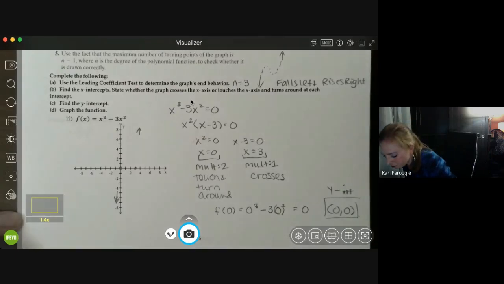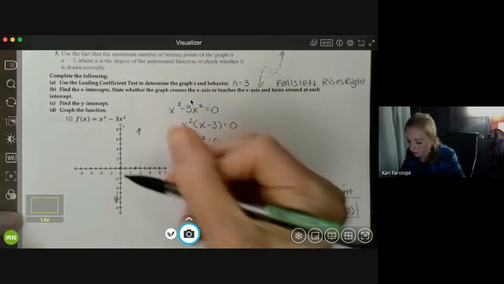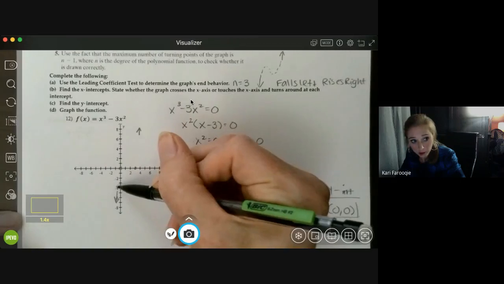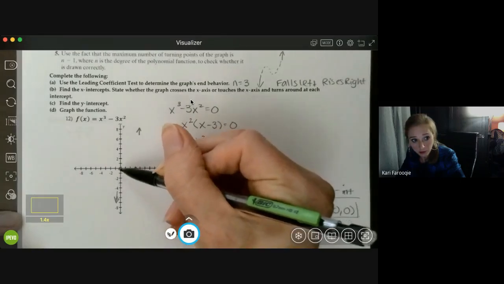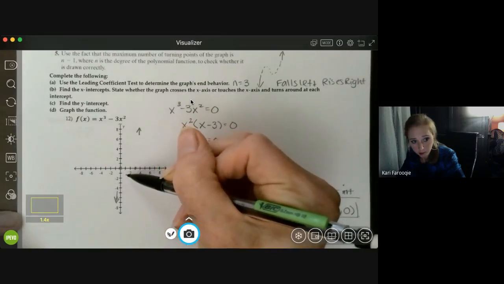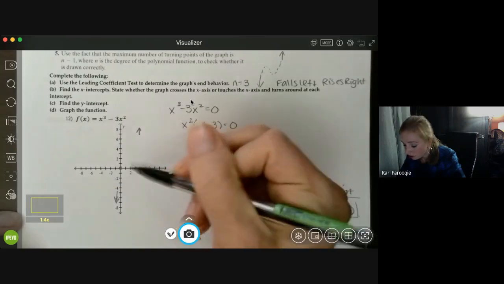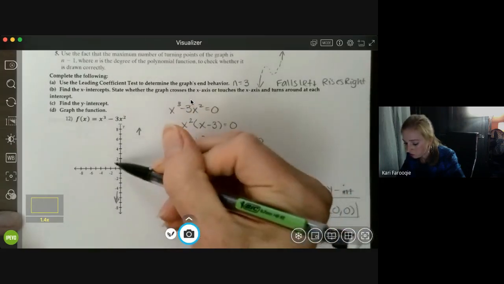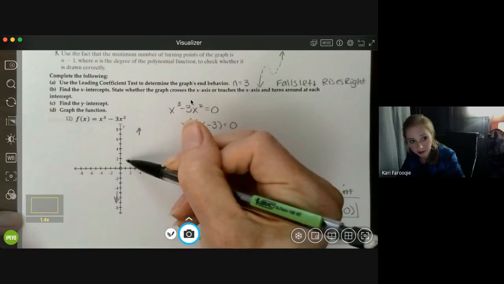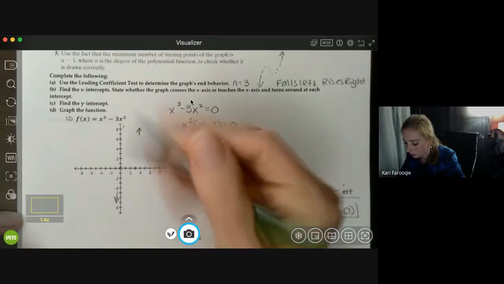Okay, at 0, the graph will touch and turn around. It can only do that if we approach underneath from the left and then head back downward. There's no way in this world that we could touch and turn around above the x-axis. Cannot happen. It has to happen below.